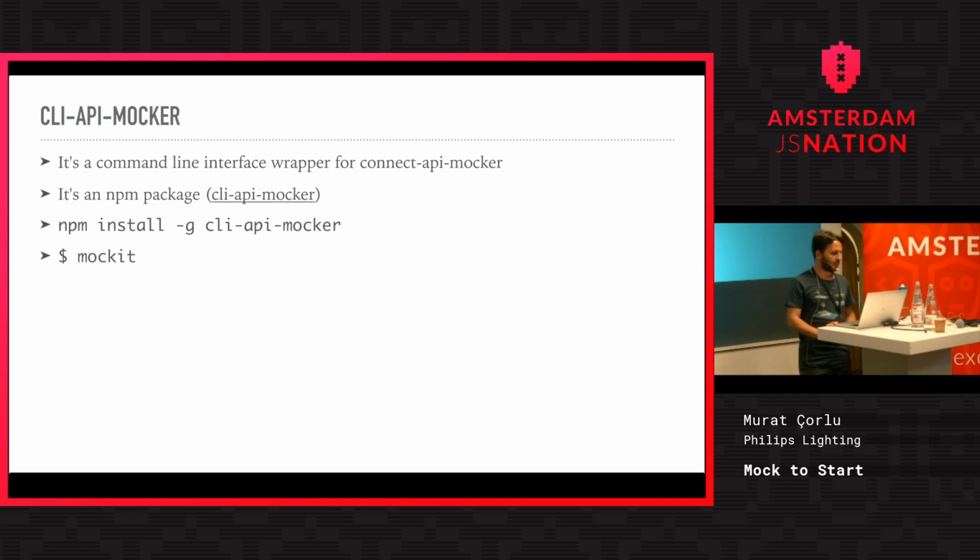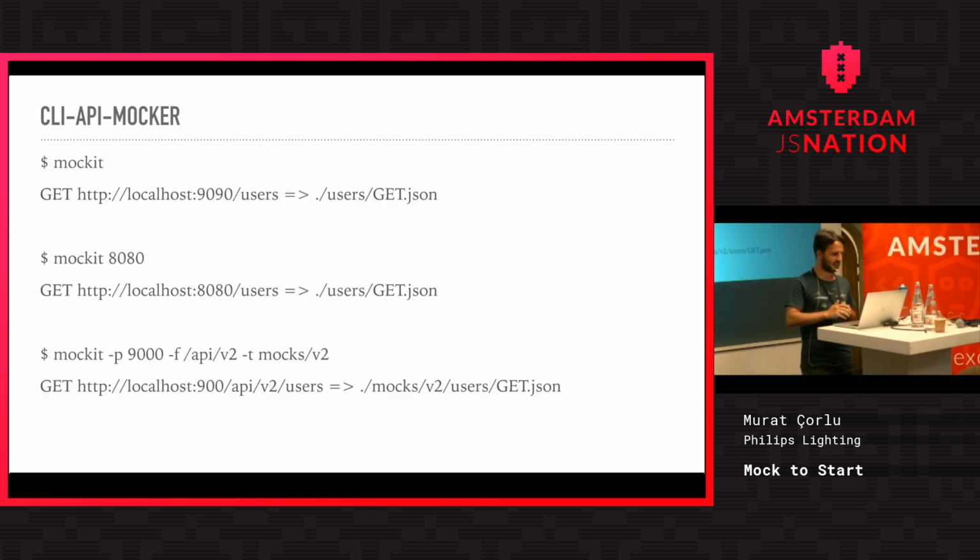CLI API Mocker is also an npm package that we created. It's just a simple wrapper for Connect API Mocker as a command line application. You can install it with npm, and after you install, you will have a command named mockit. By default, mockit runs a server on port 9090 for the current folder. You can change ports, target folder and base URLs with some command line options.